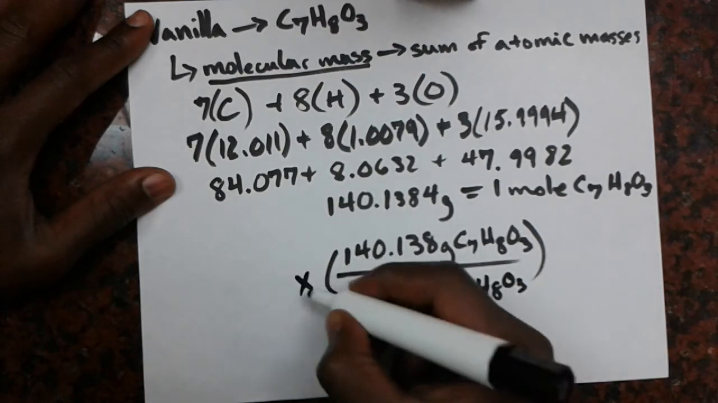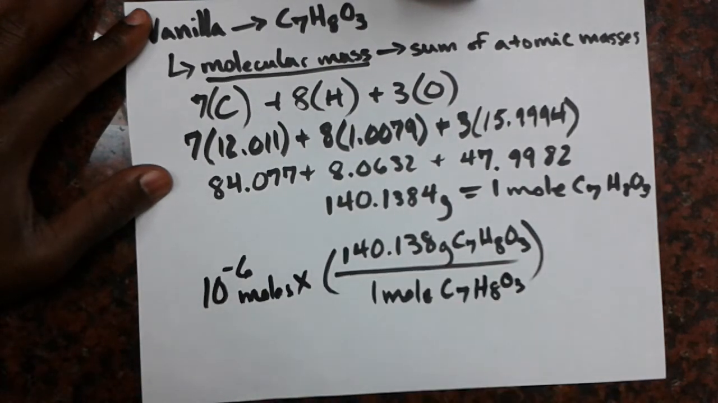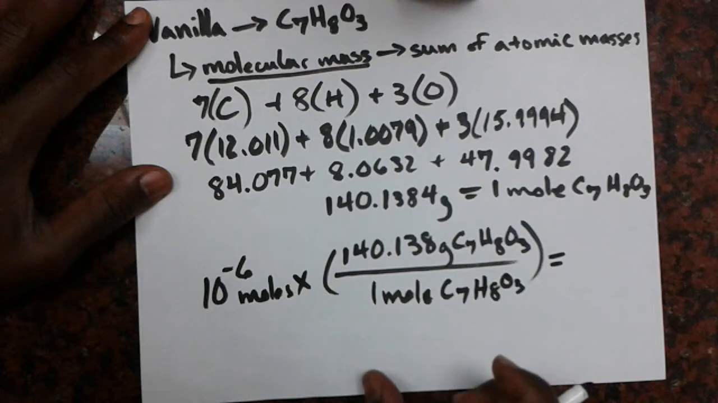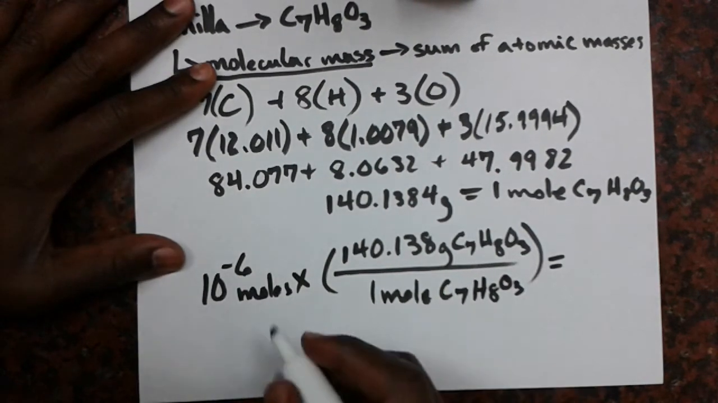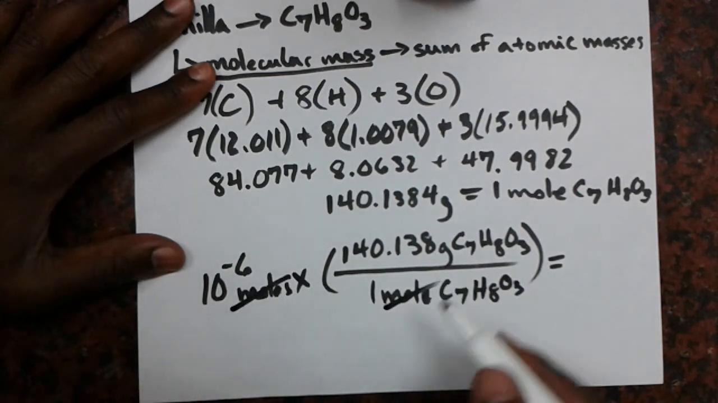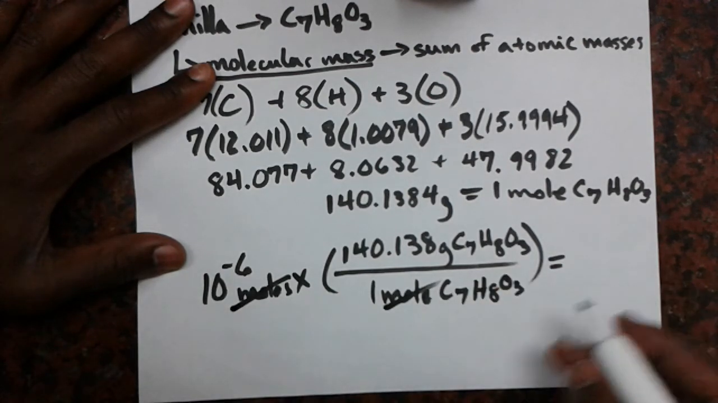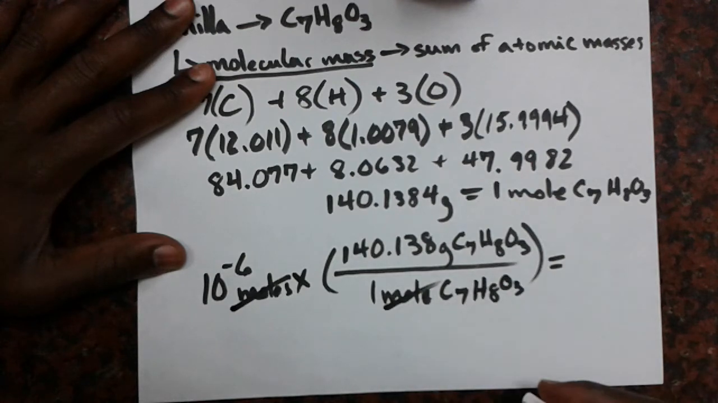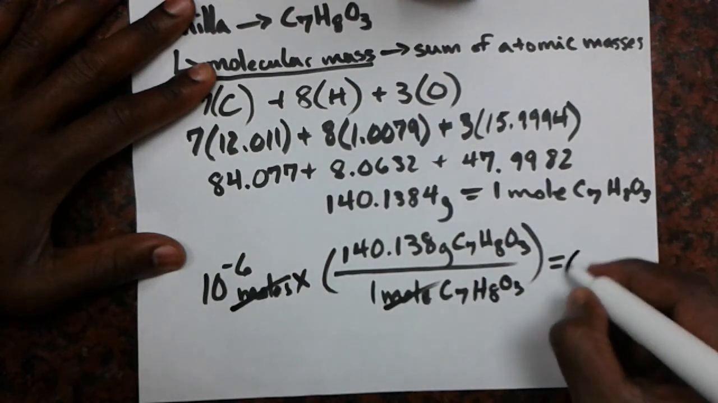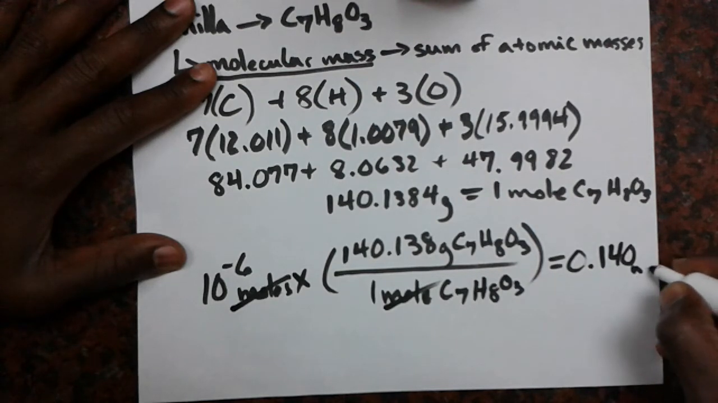So if I were to have 10 to the negative 6 moles of vanilla, and I was curious about how many milligrams this would produce, I would just multiply these two values. Moles would cancel out, my unit would be in grams, and I know that I can convert this into a prefix instead of writing out the long number, which equals about 140 milligrams.